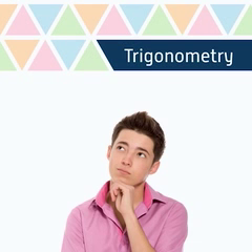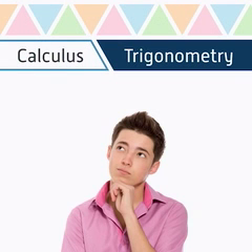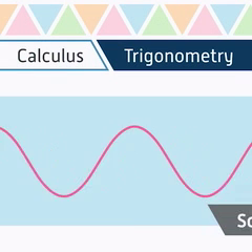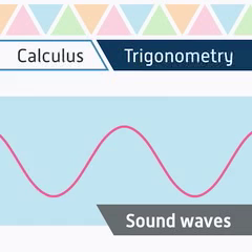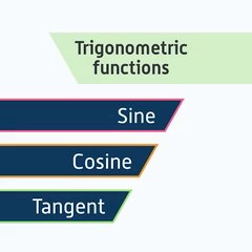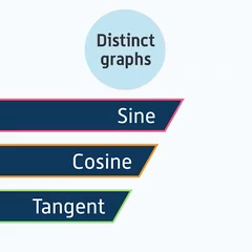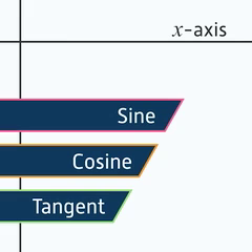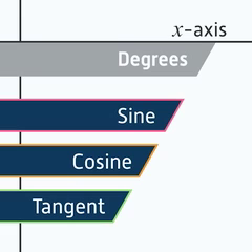Most people think that trigonometry only applies to triangles, but it actually has some important uses in calculus and the behaviour of waves, particularly sound waves. The trigonometric functions sine, cosine and tangent all have their own distinct graphs, and we're going to look at each one separately. It's important to note that the x-axis for trigonometric graphs represents degrees.